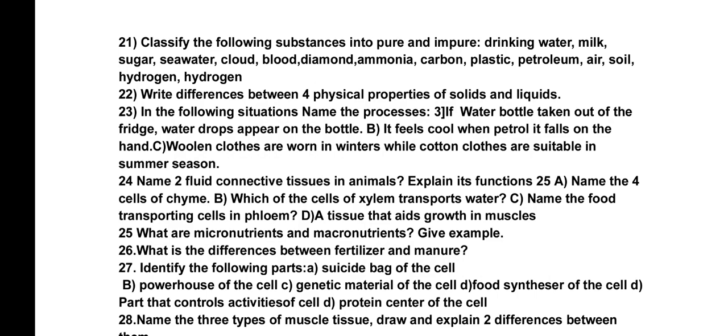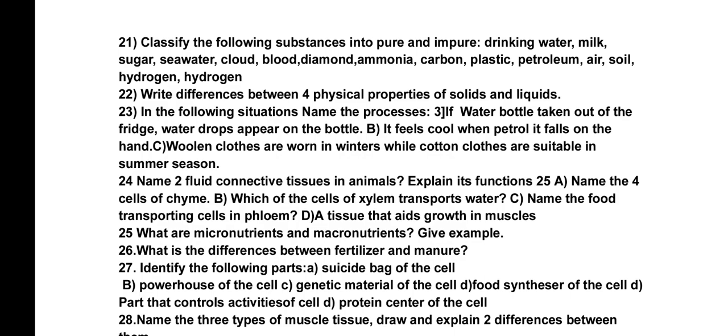21st question. Classify the following substances into pure and impure substances. Pure substances, as you know, can be classified into elements, metals, non-metals, inert gases, and also chemical compounds. Chemical compounds can be oxides, acids, bases, salts. Now let us see which are the pure substances and which are the mixtures or impure substances.